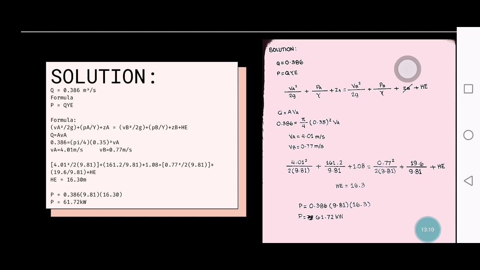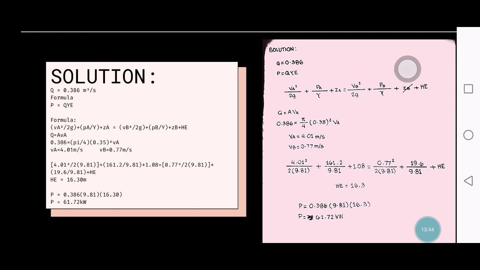Discharge formula: Q equals A times velocity sub A. 0.386 is equals to pi over 4 times 0.35 squared times velocity of A. So velocity of A is equals to 4.01 meter per second.